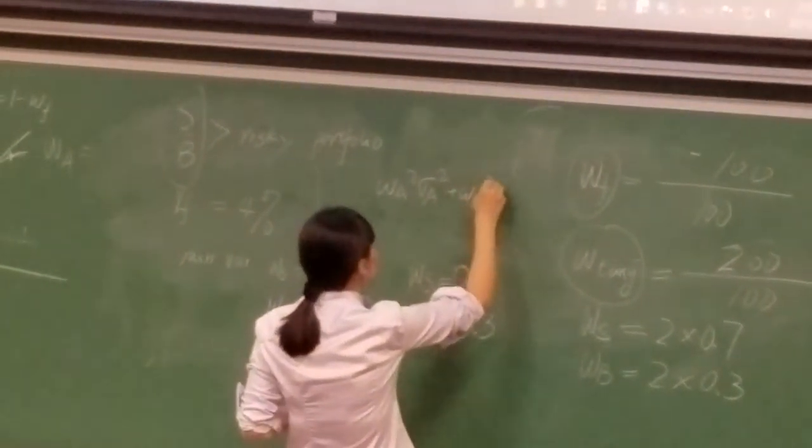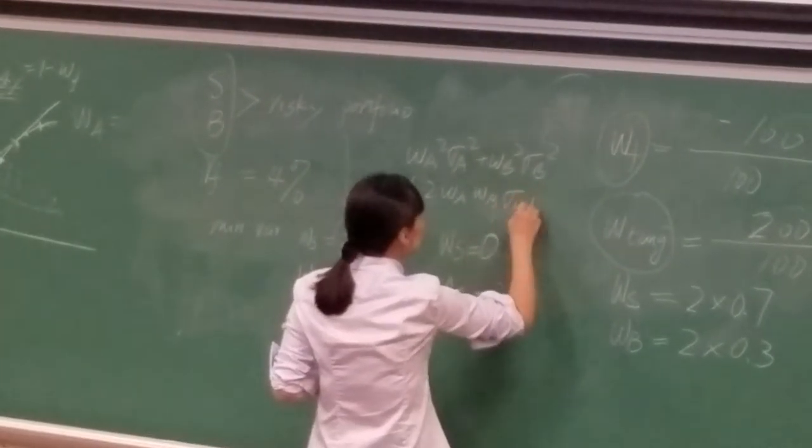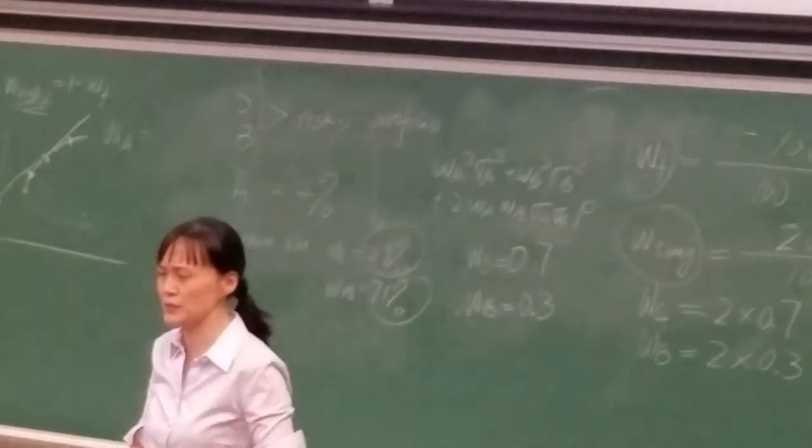So this is a square root of that Markowitz equation: WA squared sigma A squared, plus WB squared sigma B squared, plus 2 WA WB sigma A sigma B rho. Or I use the covariance. I assume you know how to use a dollar sign. You know that? No. Okay. So the dollar sign is because when you copy and paste, the standard deviation and covariance would not change. So you want to freeze that.